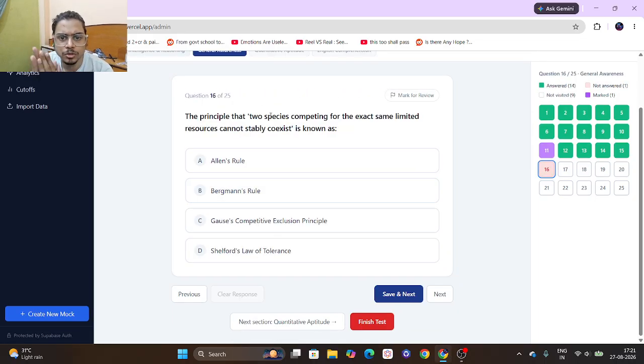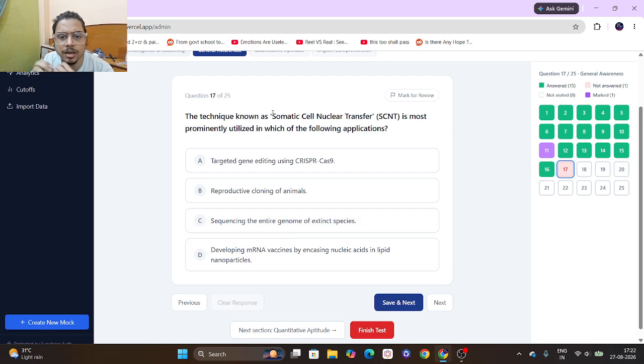The principle that two species competing for the exact same limited resources cannot stably coexist is known as Allen's rule, Bergmann's rule, or Gause's competitive exclusion principle. The technique known as somatic cell nuclear transfer (SCNT) is most prominently utilized in which of the following applications? Targeted gene editing using... I have no idea about it.